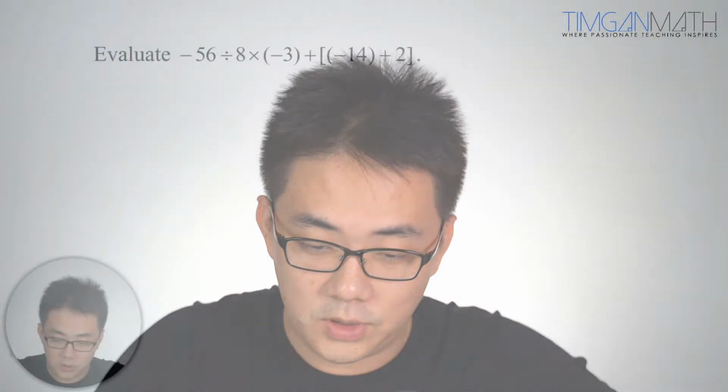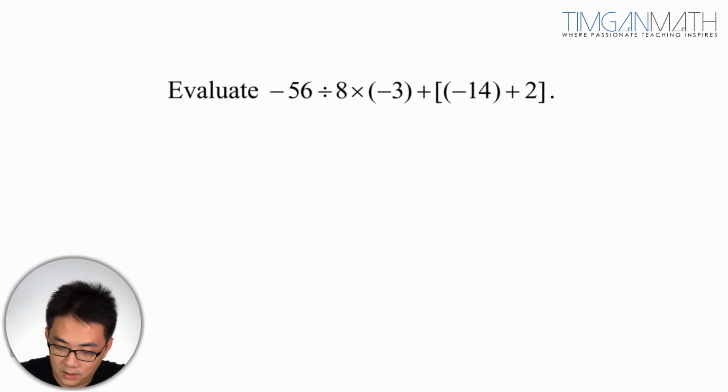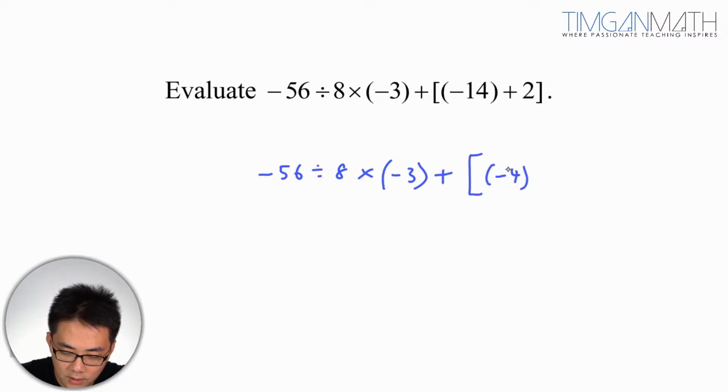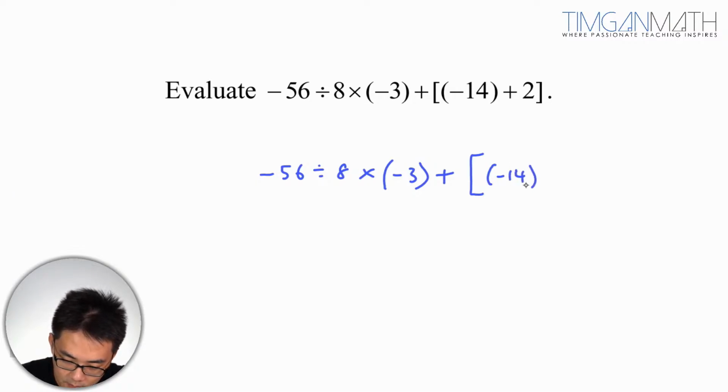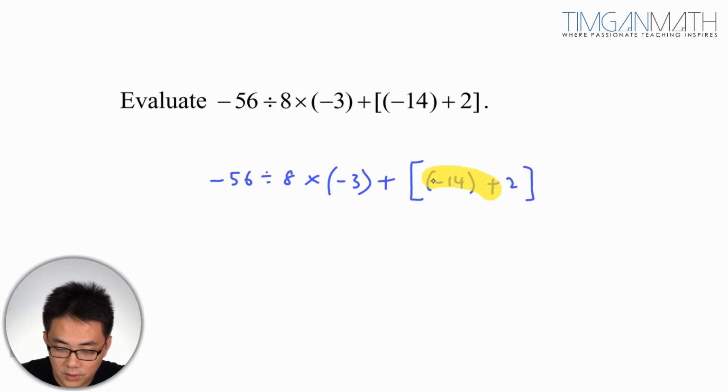Alright, so let's look at this question here, which is on the manipulation of negative numbers as well. So you have minus 15 plus 8, divided by 8. So negative 56 divided by 8 multiplied by negative 3 plus a big bracket negative 14 plus 2. Okay, so what we're going to do is just simplify the one inside here.